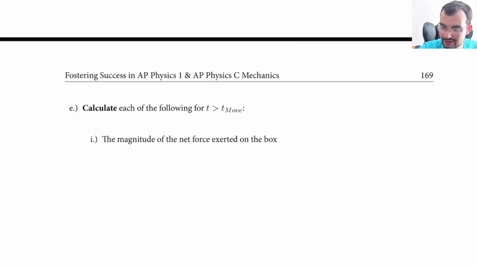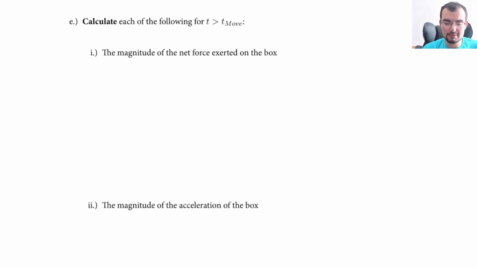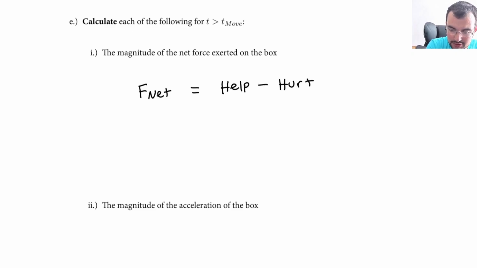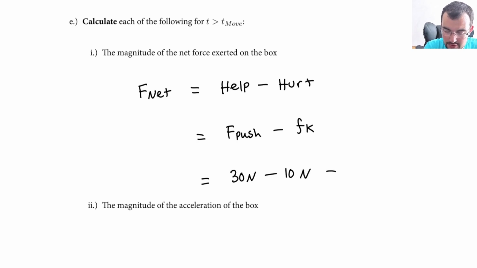All right, let's calculate these things now for after the box begins moving. So what is the net force exerted on the box? Well, we said that the net force exerted on anything can be written as the helping the velocity forces minus the hurting the velocity forces. What's helping the box move? Well, that's the push. What's hurting the box's motion or opposing it? That would be kinetic friction. We said the push would be 30 newtons and the kinetic friction was 10 newtons. So the net force would be 20 newtons.